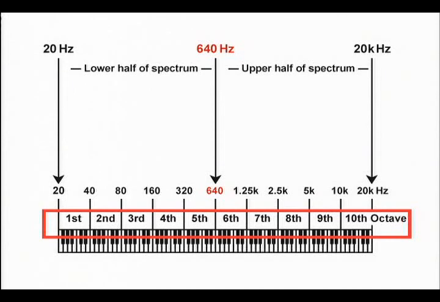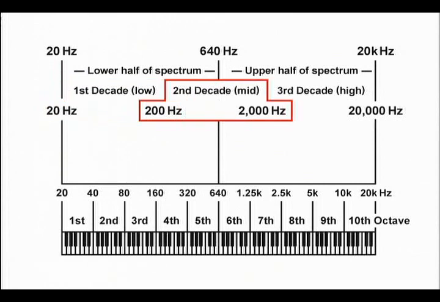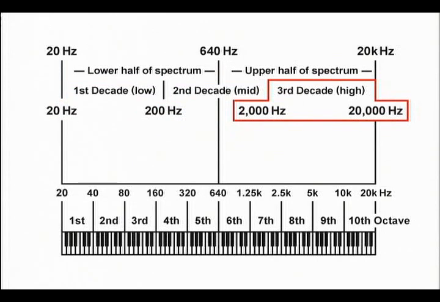The audio spectrum can also be evenly divided into 3 decades, which in audio language refers to the number of frequencies falling within a ratio of 10 to 1. The first decade has a span from 20 Hz to 200 Hz, the second decade from 200 Hz to 2000 Hz, and the third decade from 2000 Hz to 20,000 Hz. This can be a useful way of dividing the audio spectrum, because individual speaker components in many sound reinforcement applications are inherently limited to about 1 decade of effective frequency range.